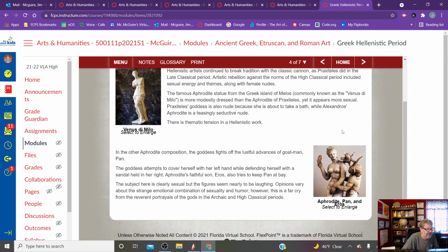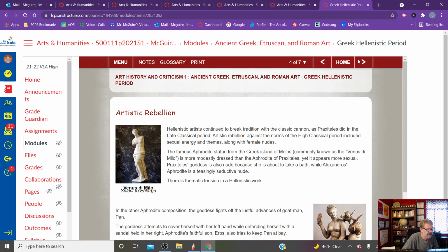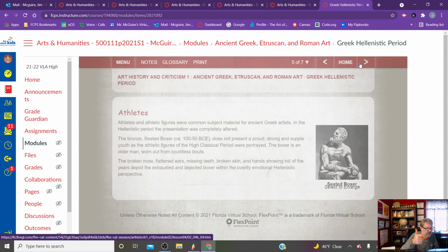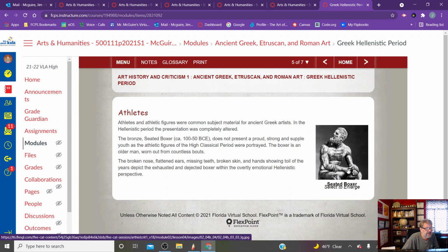Definitely want to know about Aphrodite, and the Venus de Milo. Both are important sculptures. I want to know why. The seated boxer, there's a couple things I want to know. Why is it important? Again, when we look at the depiction of man, why is this significant? When we look at stylistically how it was created, why was it significant?